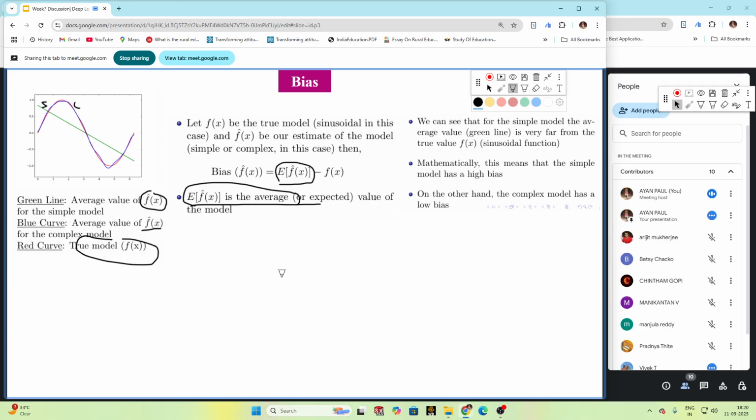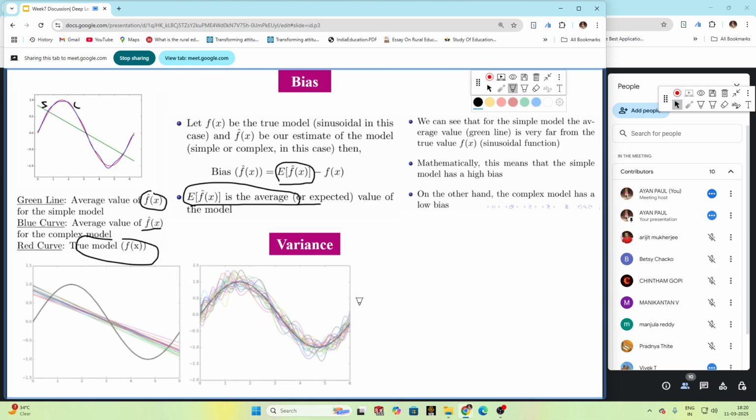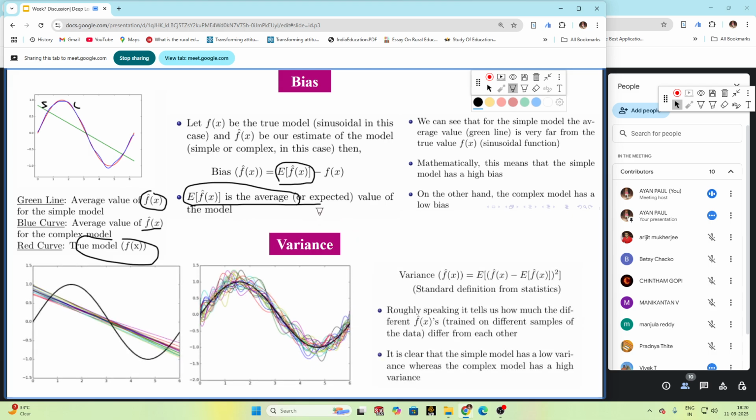This is about bias. Now we have a second parameter called variance. Variance does not compare the true function and the predicted function, but compares different instances of your predicted function, trained on different data. That is the difference between bias and variance. Again, bias is the difference between the true function and the predicted function, but variance is only the difference between the predicted functions for different instances. So this is the variance.